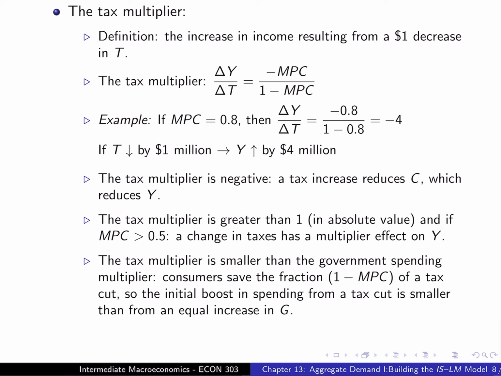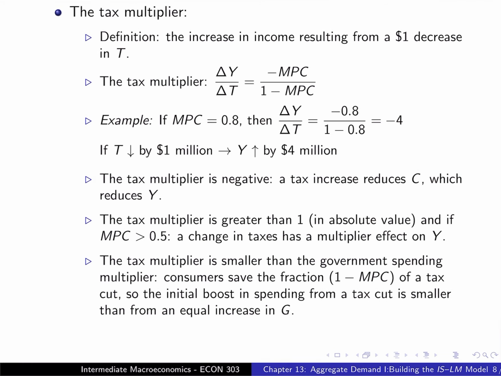Example: let's say the marginal propensity to consume, MPC, equals 0.8. Then delta Y over delta T equals negative 0.8 over (1 minus 0.8), which equals negative 4. This means if taxes T fall by $1 million, income Y rises by $4 million.